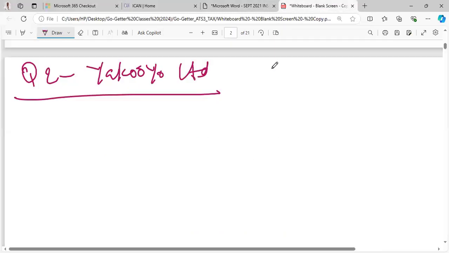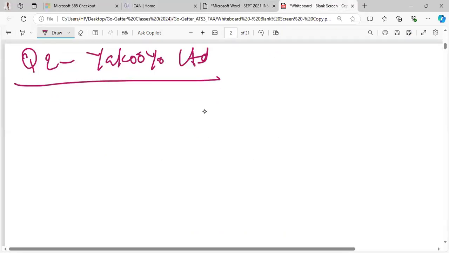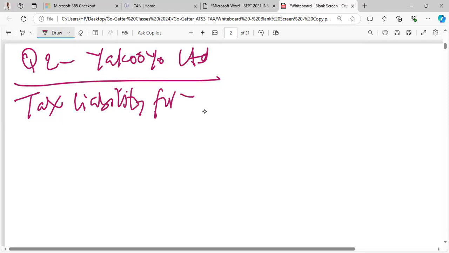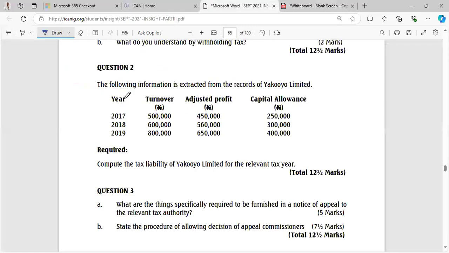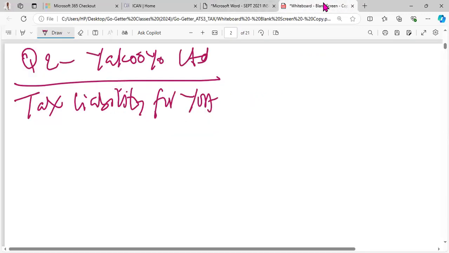Now, we are told to compute the tax liability for the relevant tax year. So we will now look at tax liability for year of assessment. We don't know yet. Let's check. We are given 2017, 2018, 2019. That's what we are going to use. This is the year of assessment, 2017 to 2019.